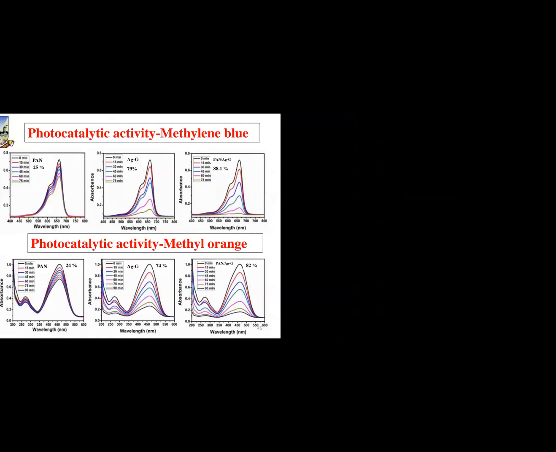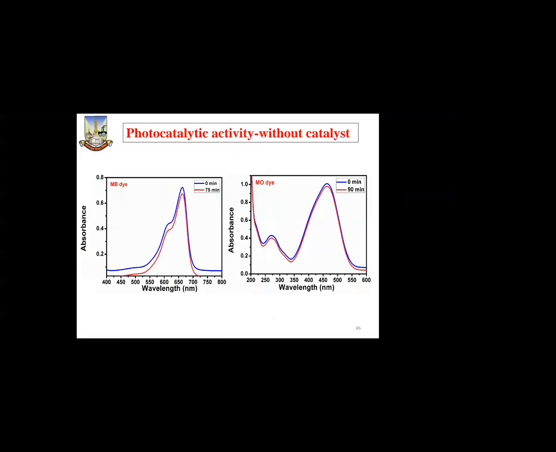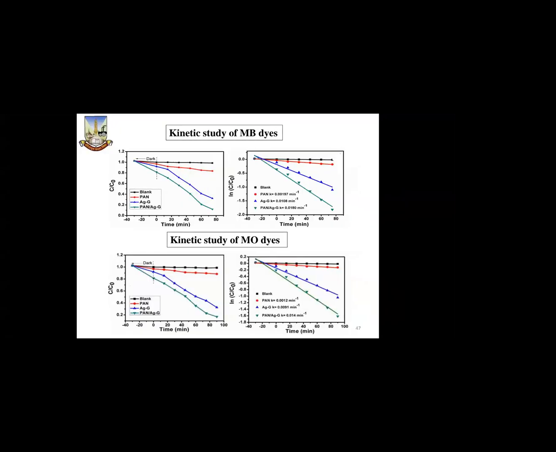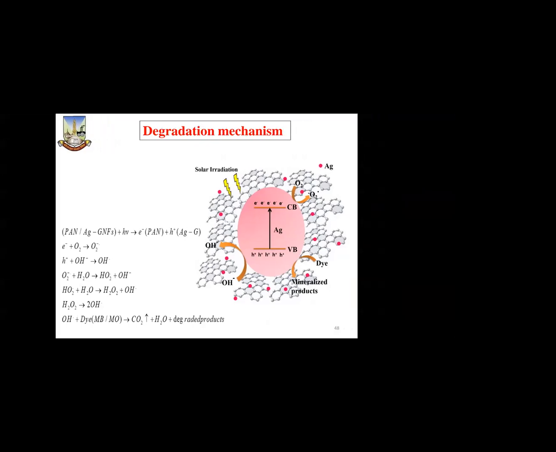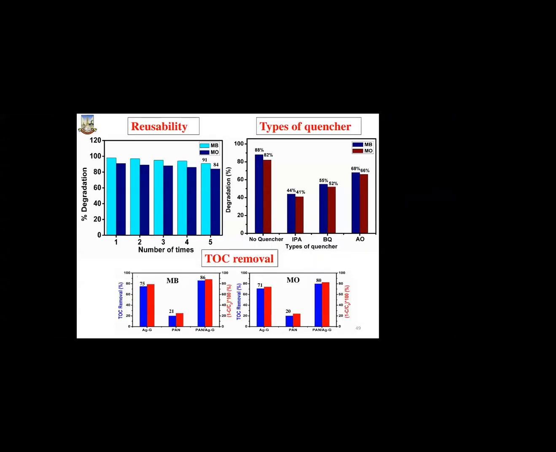This is the photocatalytic study without catalyst. If we look into this, there is no degradation at all. This is again showing the pseudo-unimolecular first order reaction. We have done the kinetic study also. This is the degradation mechanism. And this is the reusability and type of quencher used, along with the TOC removal we have done.